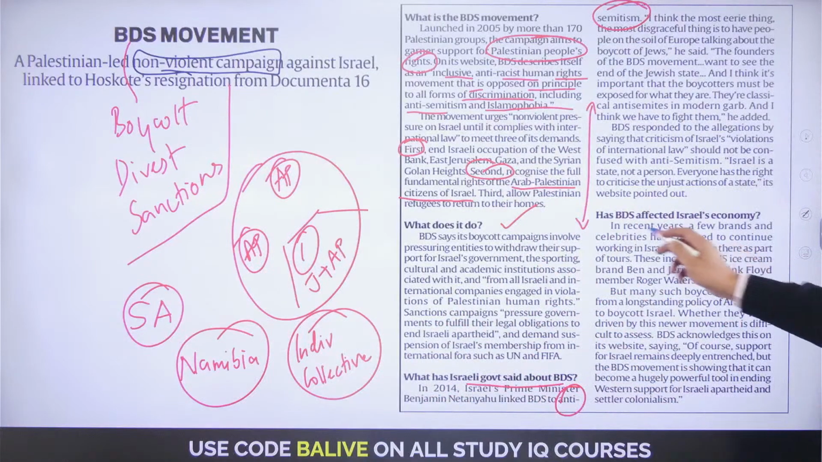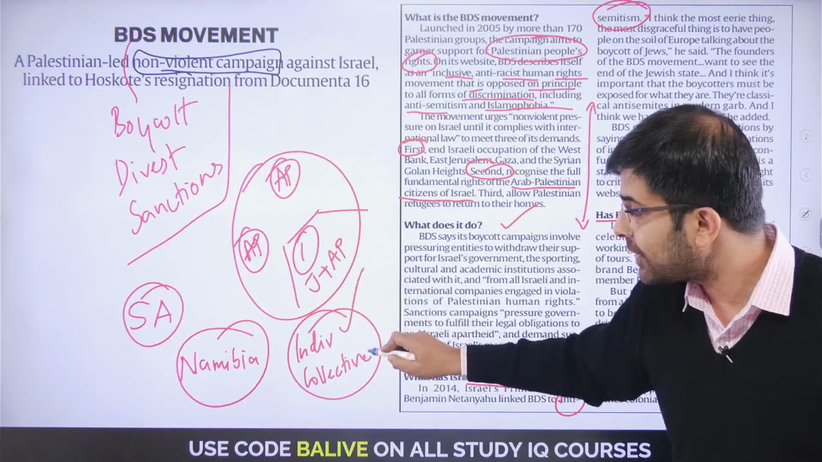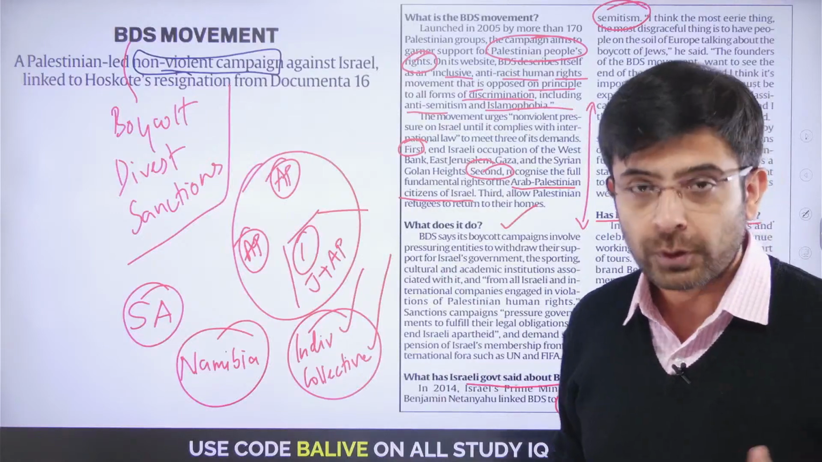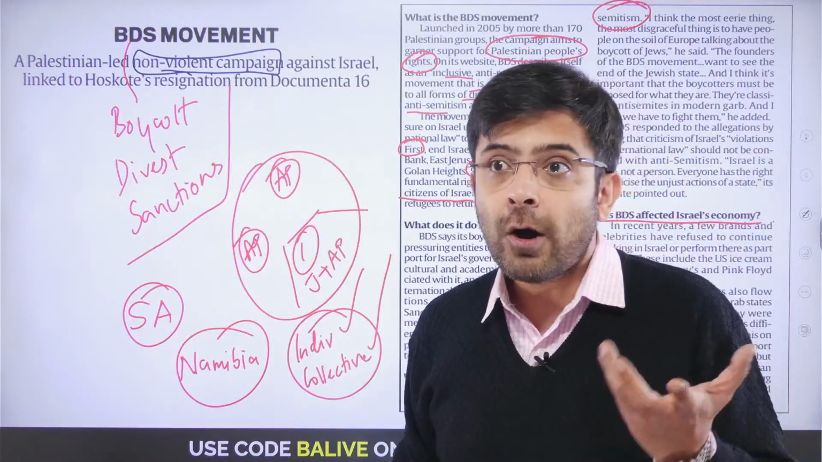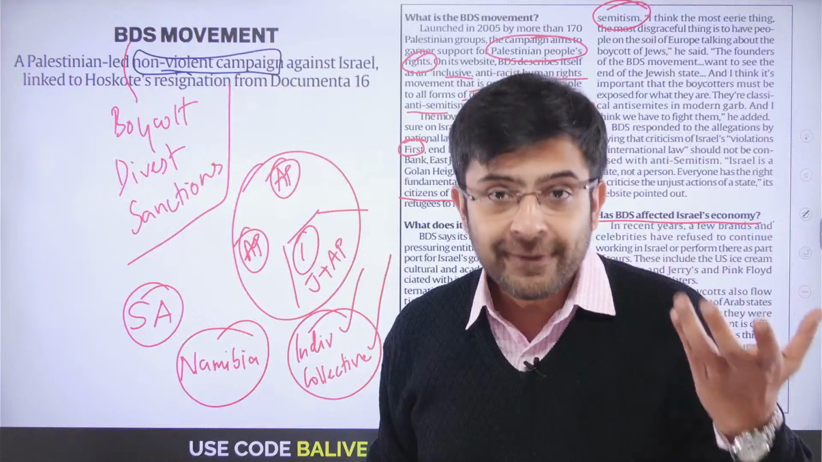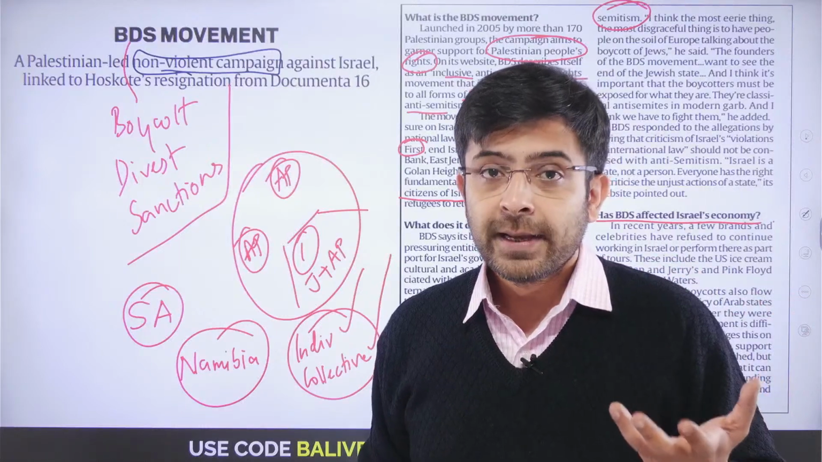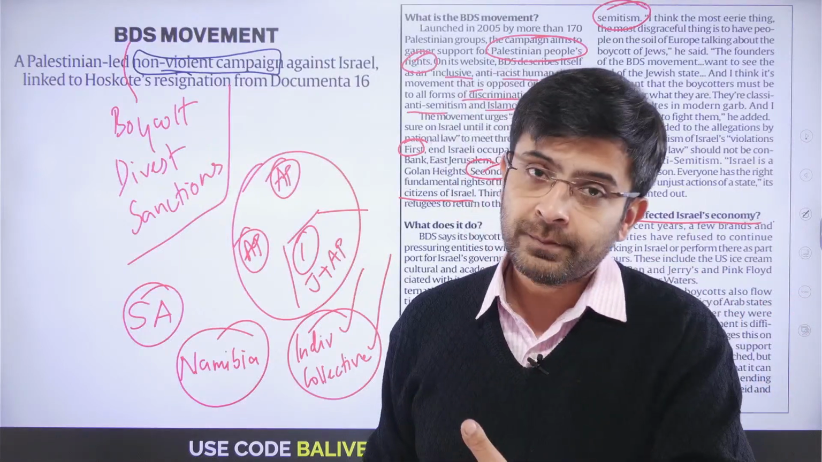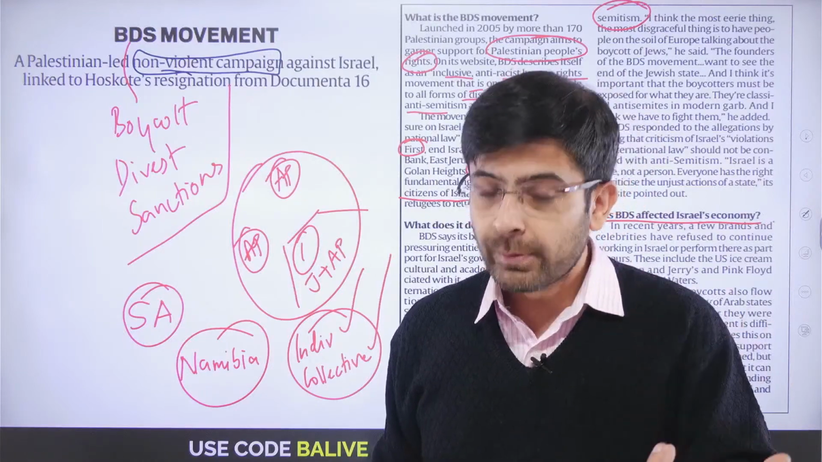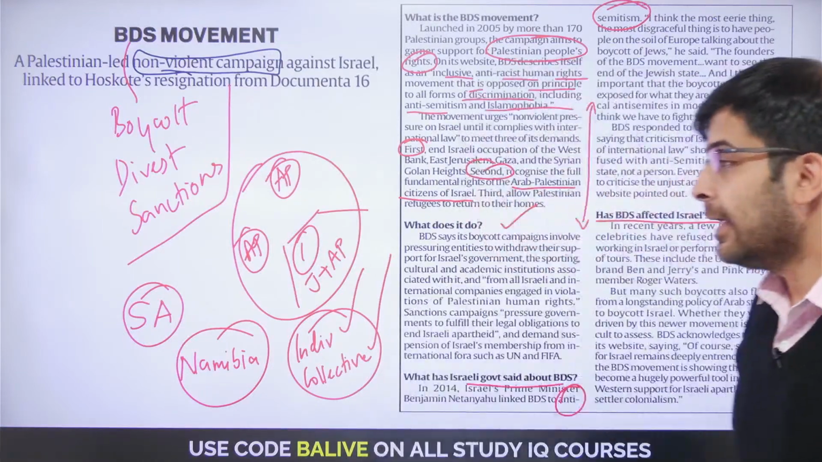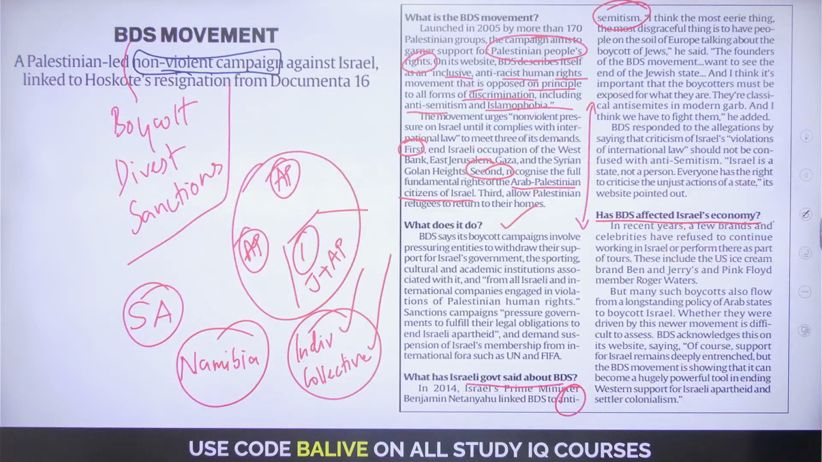Now, has BDS affected Israel's economy? Because again, you're looking at both individual action and collective action. Both. So if, say, organizations and companies do not want to invest in Israel, can you attribute it to BDS? What is the action? What is the consequence of that? In recent years, you find that this entire campaign has been successful.